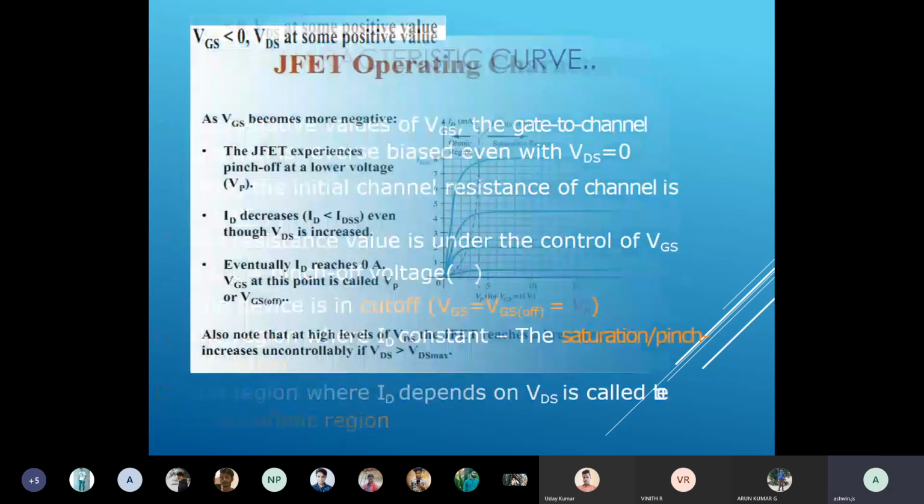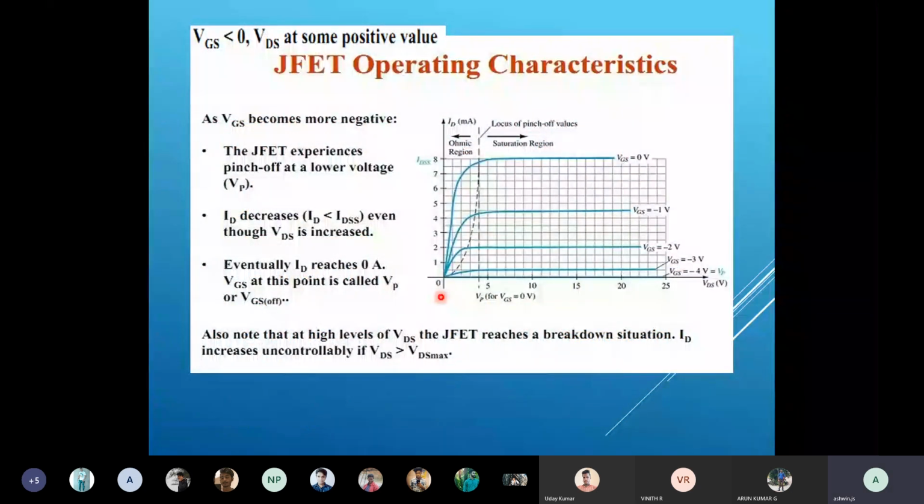Take the characteristics here. Again they are telling about this. Look at this, VG equal to 0, I am getting maximum, and if I give VG equal to -1, by increasing the drain to source voltage, the current becomes reduced. So this region is the ohmic region, and where the constant current is flowing, that is the saturation region. And if I keep on decreasing the gate voltage towards negative, VG equal to -4 or VG equal to -5, at that time it won't conduct.